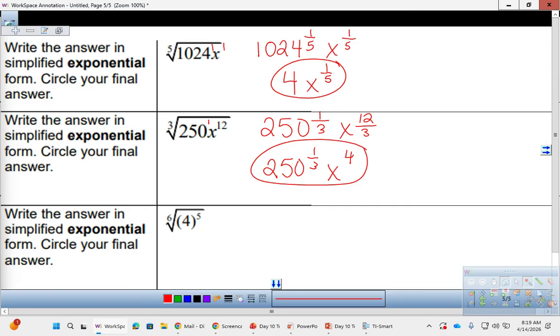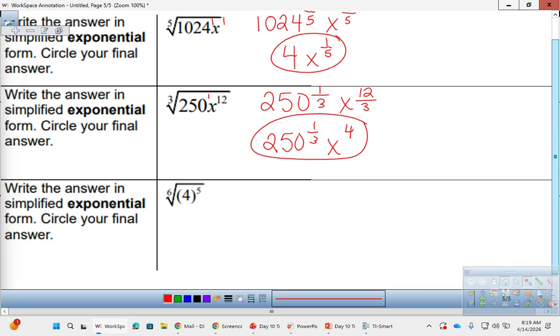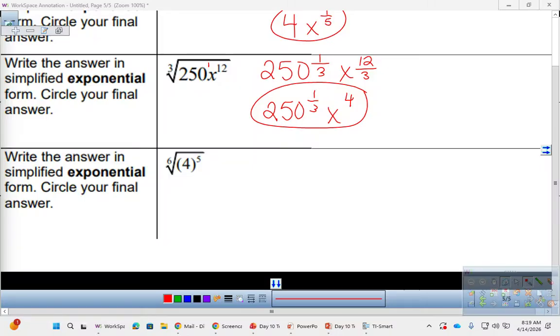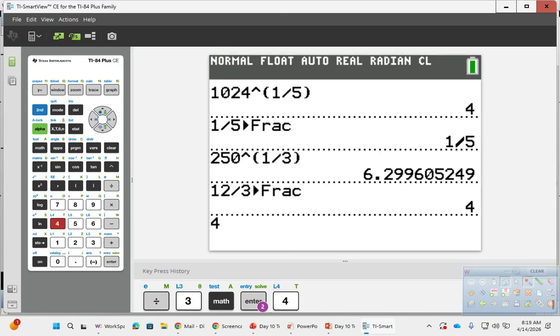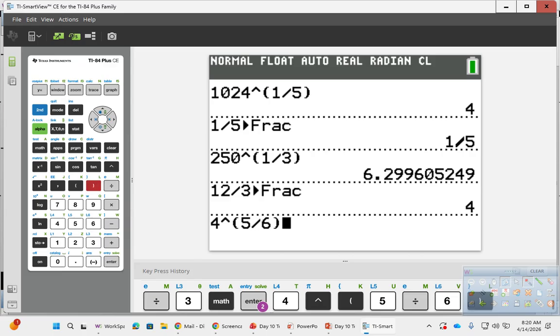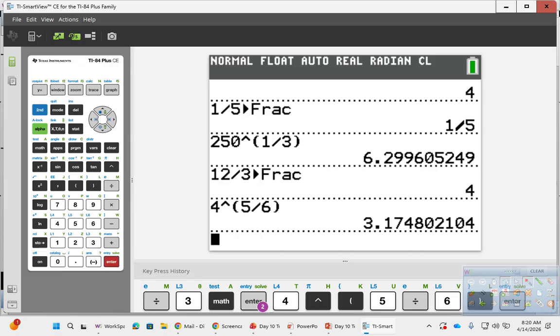We okay with that one? All right, write your answer in simplified exponential form. So I'm going to take what's inside with or without the parentheses. It really doesn't matter. The parentheses aren't necessary, all right? Now, that thing inside needs a fraction that has a denominator of 6. So you could also just do this. Whichever you prefer, all right? And now I'm going to type that into the calculator and just check it. So 4 to the power of 5 over 6. It's a decimal, so I'm going to leave it.